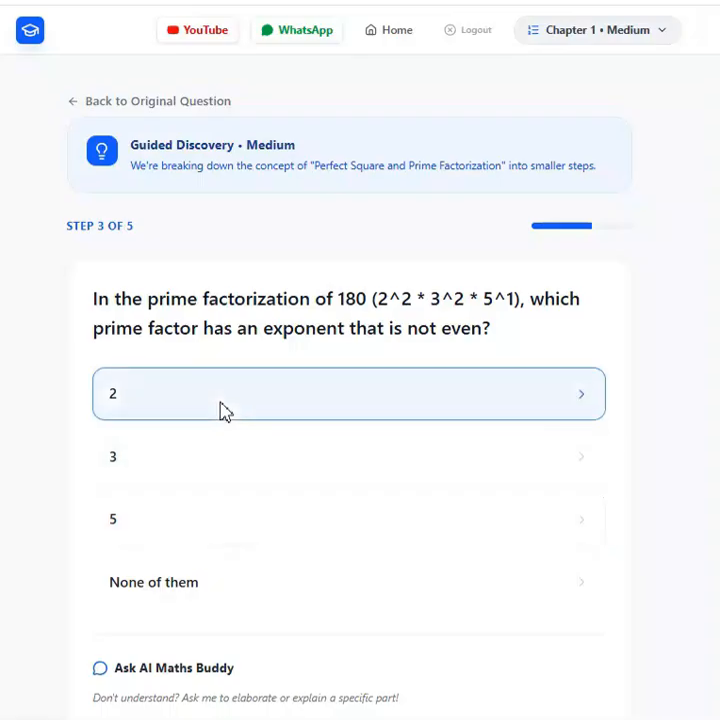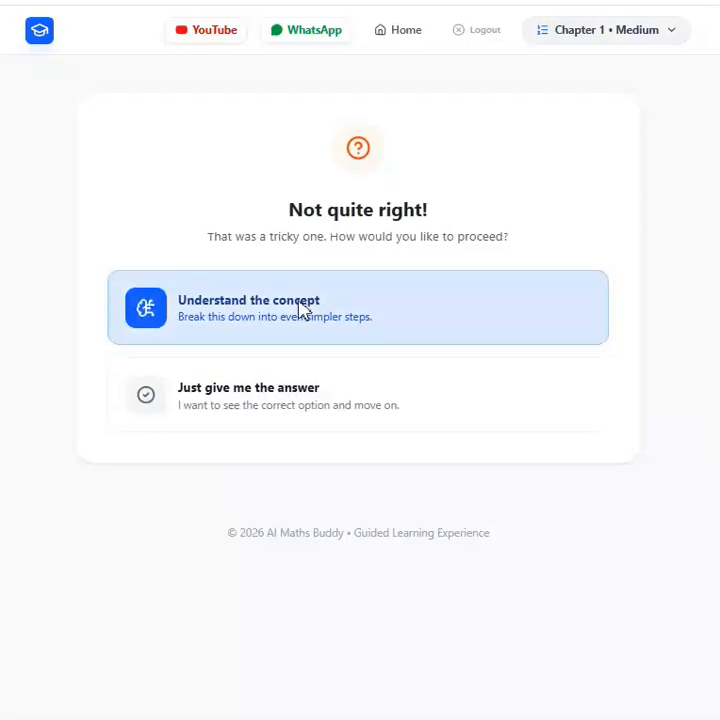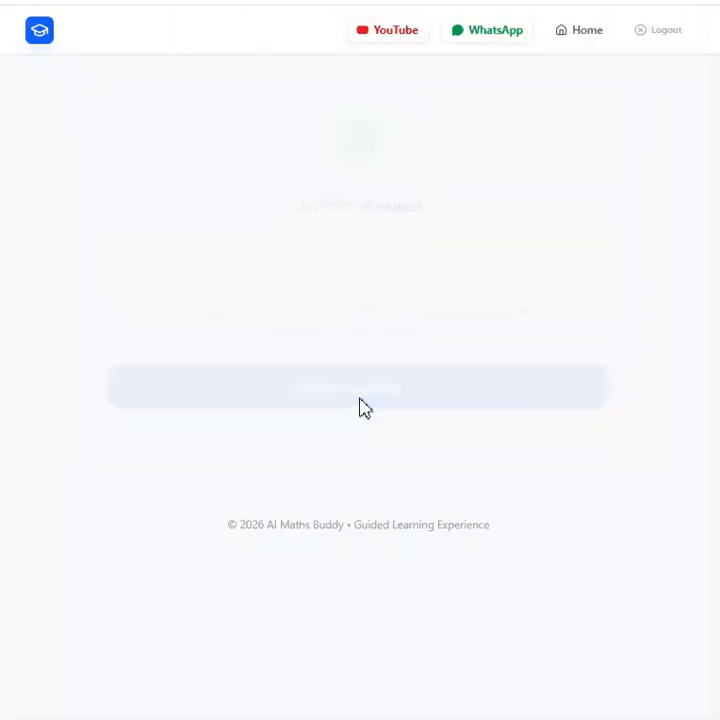In case you don't know it, let's say I do it incorrectly and I say 2. It will again tell me, okay, you don't seem to understand the concept. Do you want to break this down further into simple steps? It is breaking down that helping question. So let's say we understand. So we just say, just give me the answer, which is again 5.